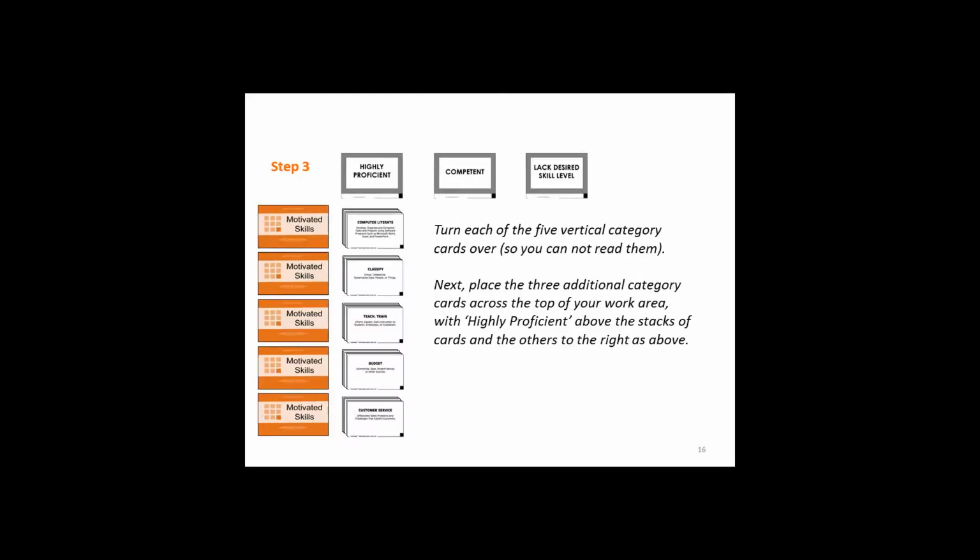I then change the rules. So in the third step, I ask them to take the 5 category cards with a black background and turn those over so they no longer can see the name of the category. And I ask them to place the 5 cards with a gray border on them on the horizontal dimension at the top, placing the highly proficient category card right above their 5 stacks of cards, the confident one to the right of that, and lack desired skill level to the right of that.